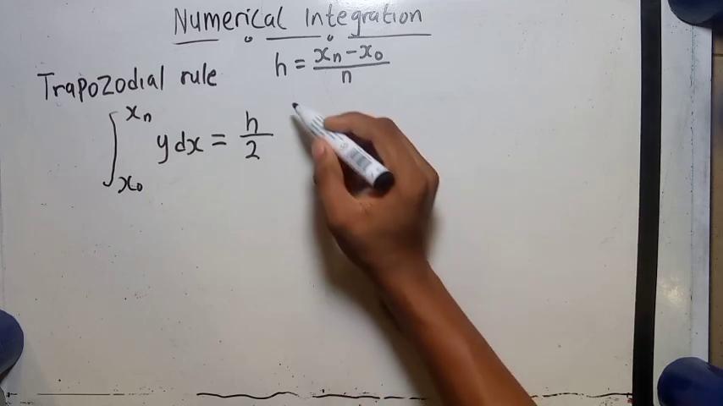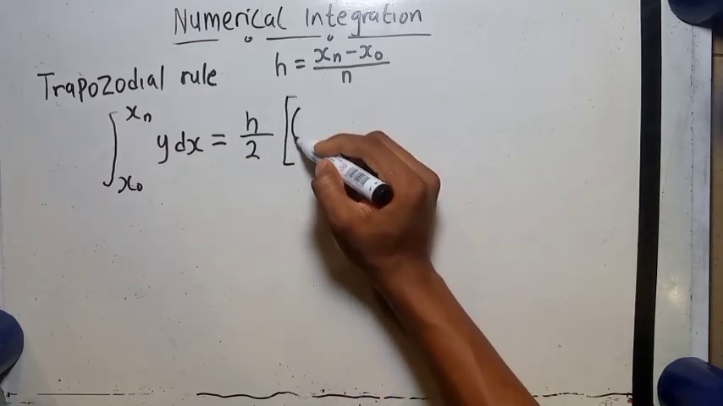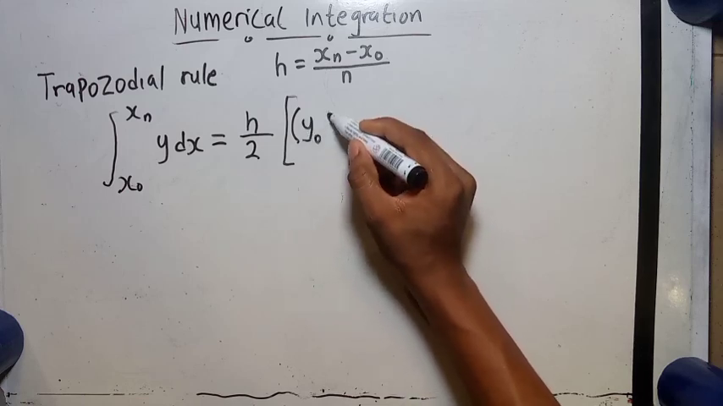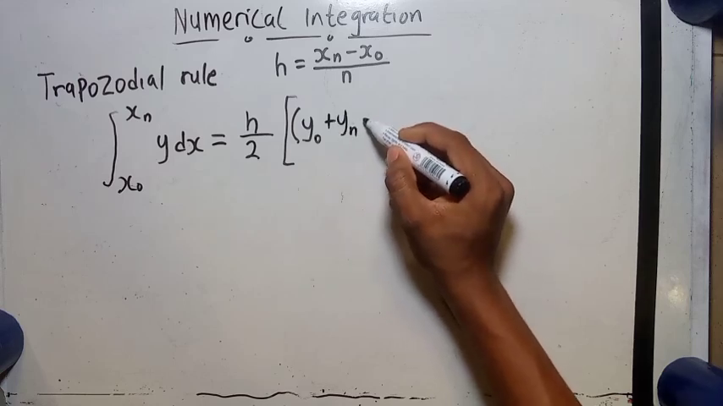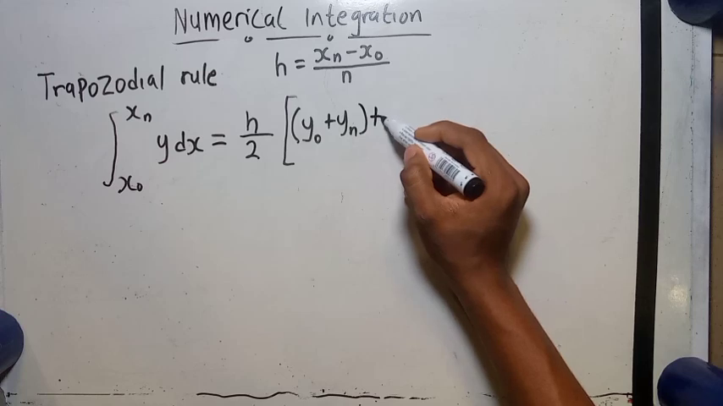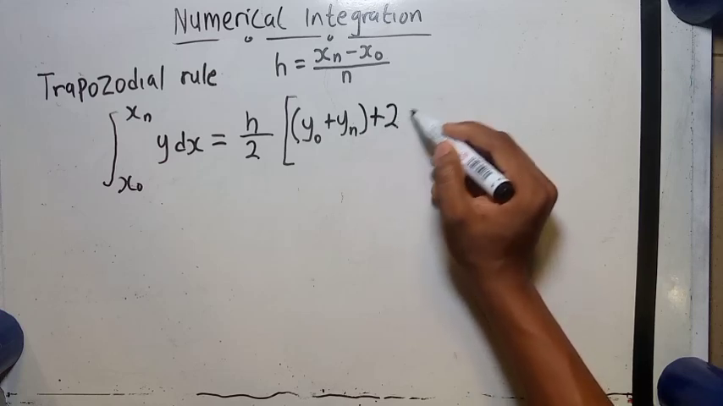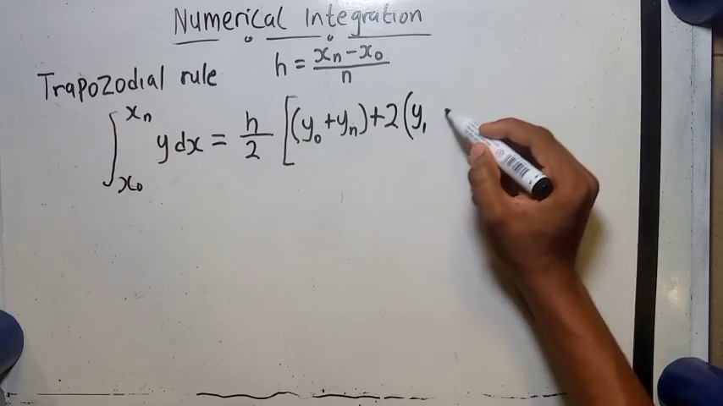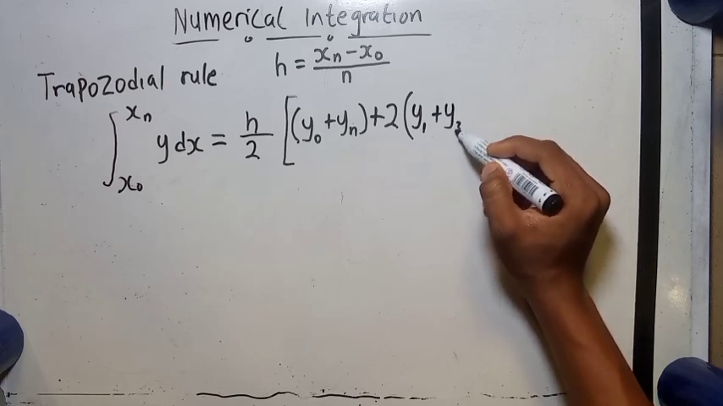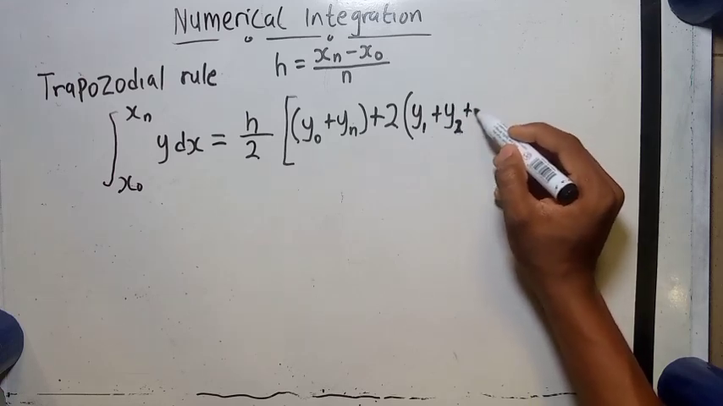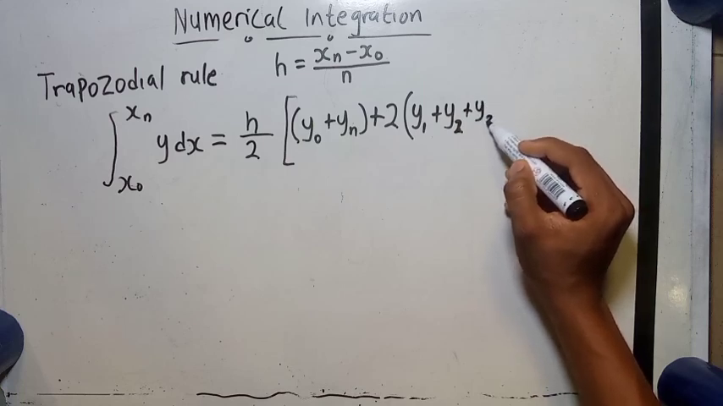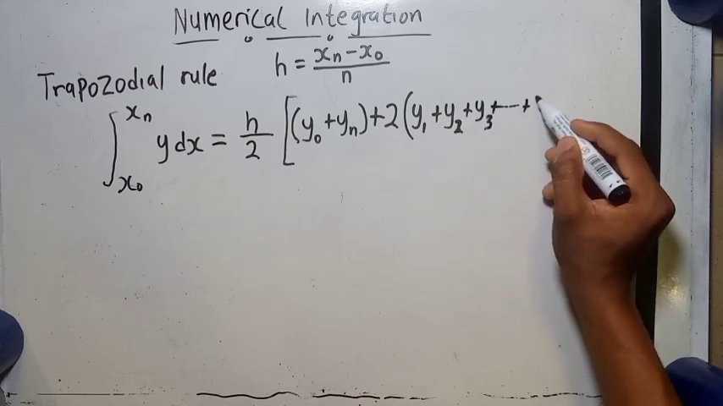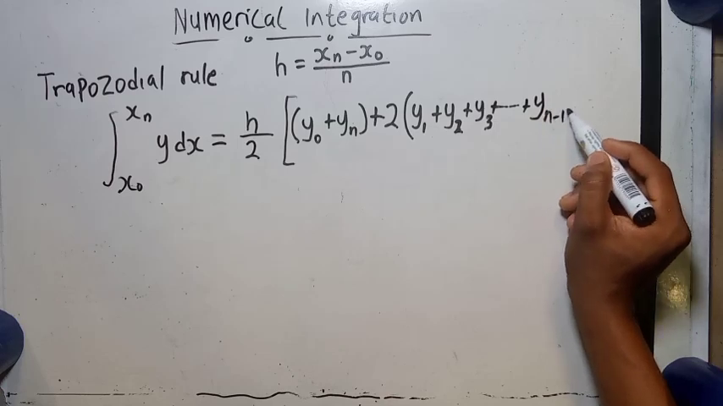Now this will be multiplied by the first y term and the last y term, and you add it again to 2 times the second term plus third term plus fourth term, all the way to the n minus 1 term.